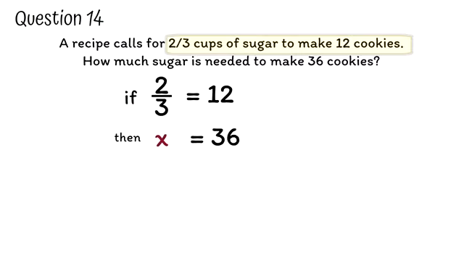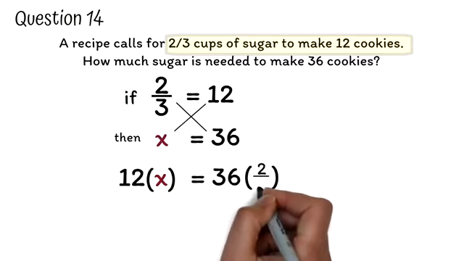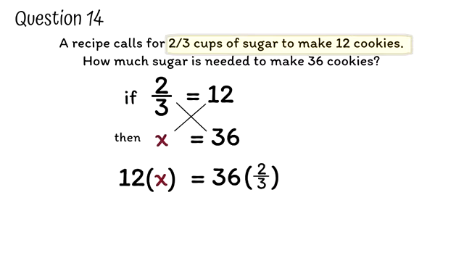After setting up, we will cross-multiply. X will multiply 12, and 36 will multiply 2/3. 12 by x is 12x. With 36 multiplied by 2 divided by 3, 3 goes into itself once but into 36, 12 times. This leaves us with 12 times 2, which is 24.